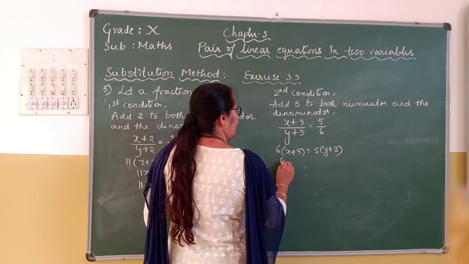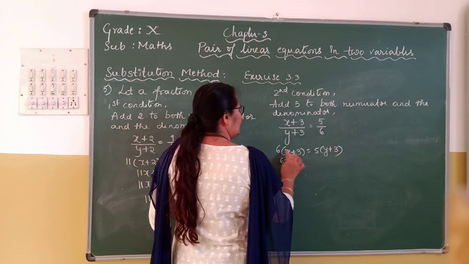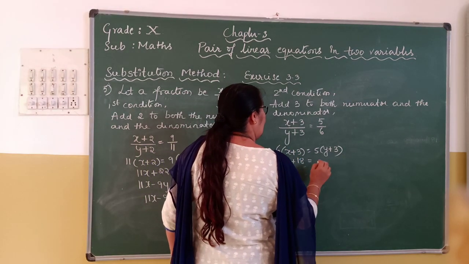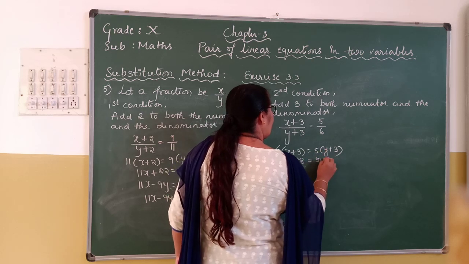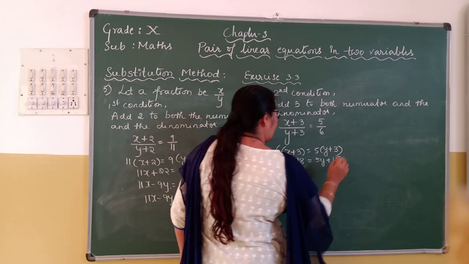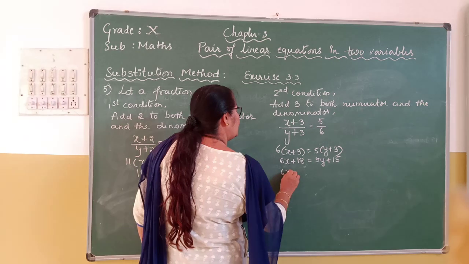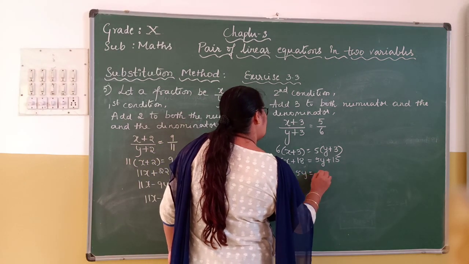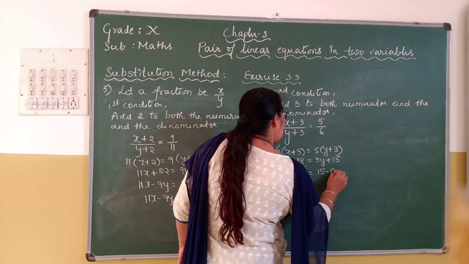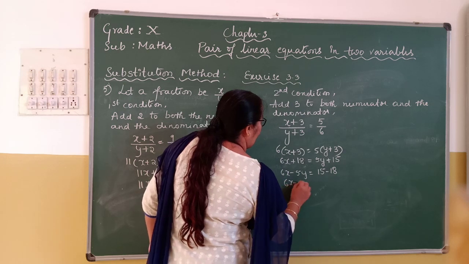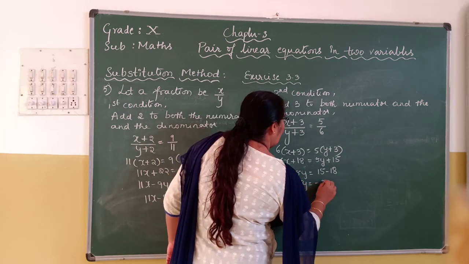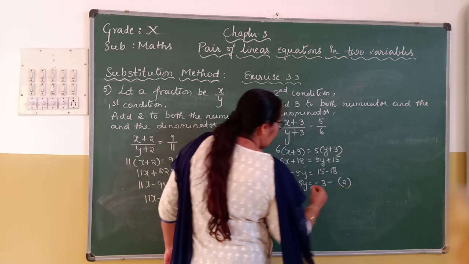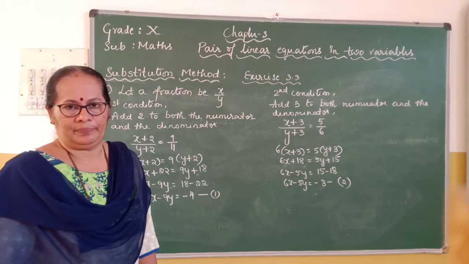Multiply 6 into x is 6x. 6 into 3 is 18. 5 into y is 5y. 5 3s are 15. So 6x minus 5y equals 15 minus 18. So 6x minus 5y equals minus 3. This is the second equation.